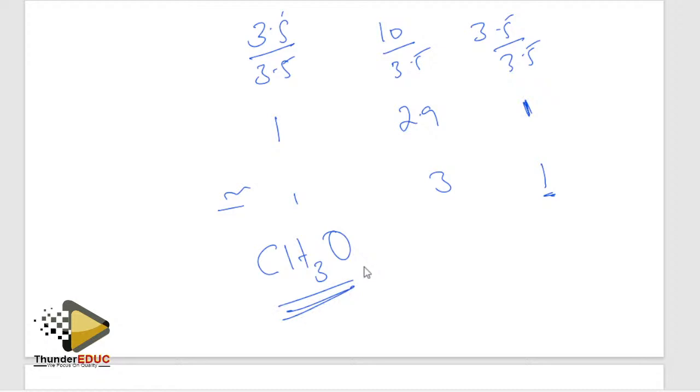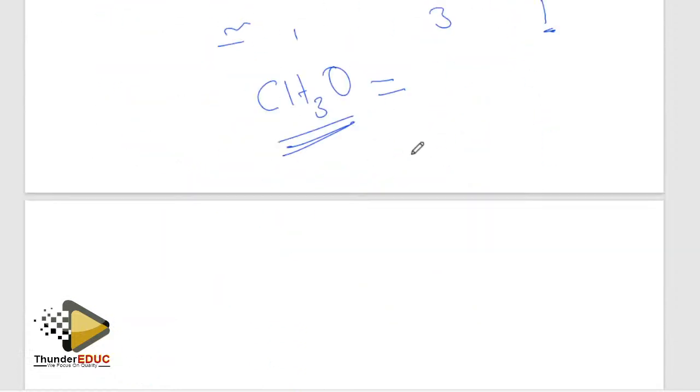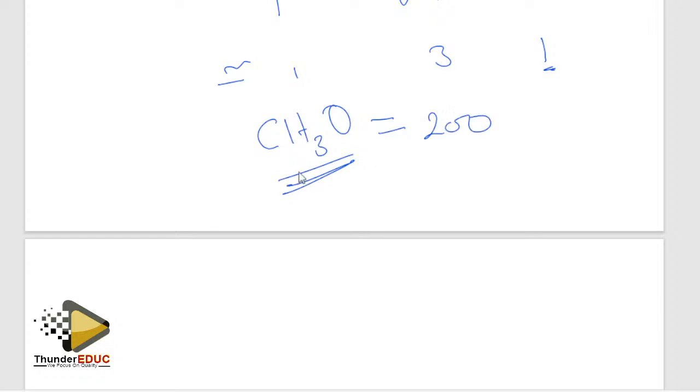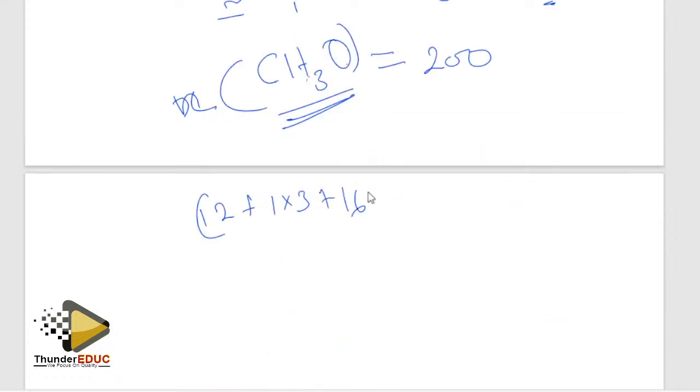But if they ask you the molecular formula, then you have to equate it to the molecular mass. They give you the molecular mass as 200. So you put the empirical formula in brackets with X or n: 12 plus 1 times 3, plus 16 times 1, all in the bracket, equal to 200, so that we need to find out what X is.